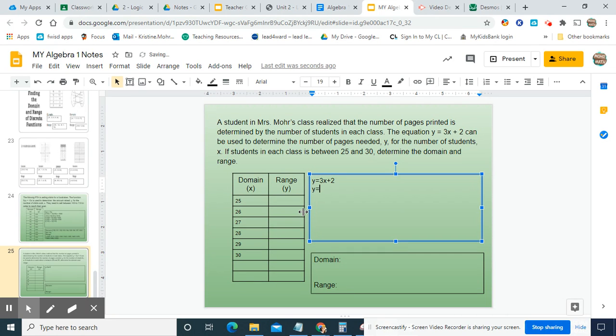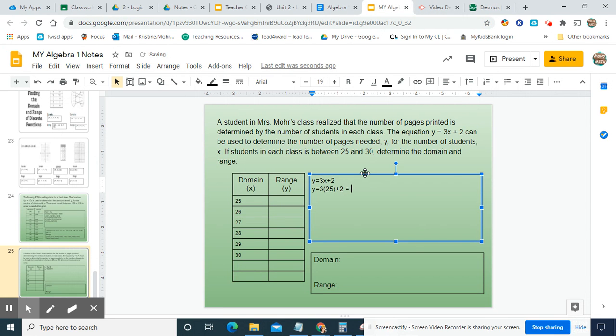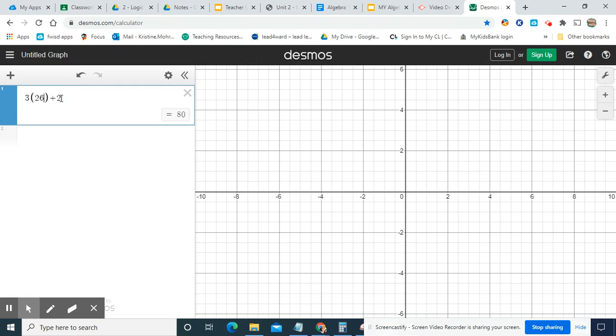We can say, okay, y is equal to 3 and change our x value now to be 25 plus 2. So 3 times 25 plus 2 is 77. So we come here and we say that's equal to 77. So our first box, 77. Then we do the same thing for 26. So y equals 3 times 26 plus 2. So 3 times 26 plus 2 gives me 80.